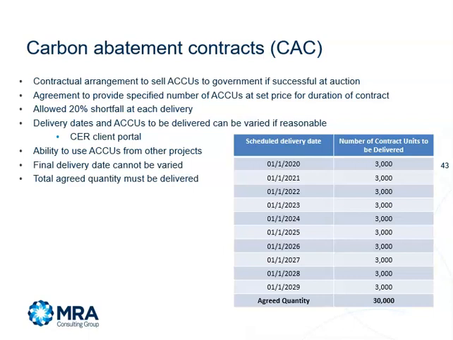Delivery dates and scheduled delivery amounts can also be varied with an approval from the CER if reasonable. The CACs are also blind to the source of ACCUs. Therefore, if a project is not generating the expected amount of ACCUs, proponents can buy ACCUs from the secondary market to meet the CAC requirements. The final delivery date cannot be varied, and the total agreed quantity must be delivered by the final delivery date.